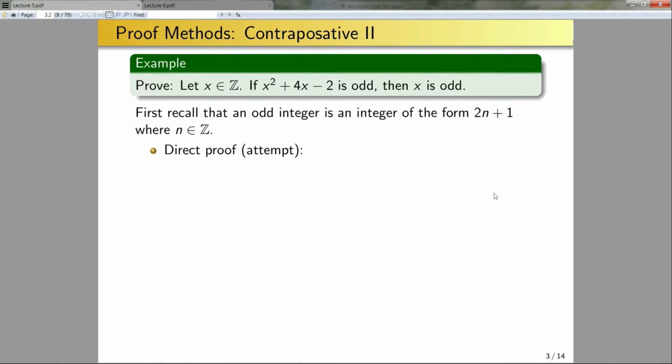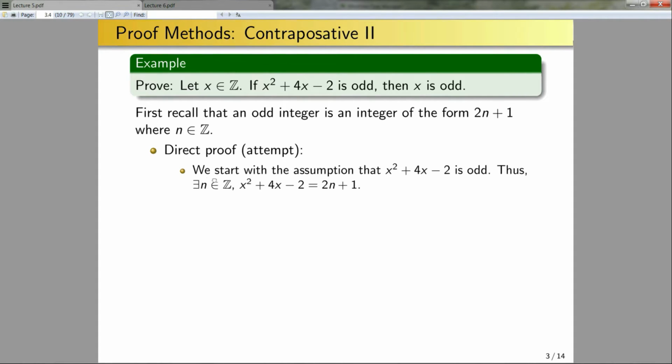If I try to do this, I first need to start with the assumption that x squared plus 4x minus 2 is odd. So what does this assumption tell me? That tells me that there exists an n in Z, so an integer, such that x squared plus 4x minus 2 is equal to 2n plus 1. So now what do I do from here? Well, ultimately I wanted to prove that x is odd, so let's unpack that definition. I need to use this statement to conclude somehow that there exists an m in Z such that x is equal to 2m plus 1. So how could I do this? Well, I have an equation that involves x. Let's solve it for x.